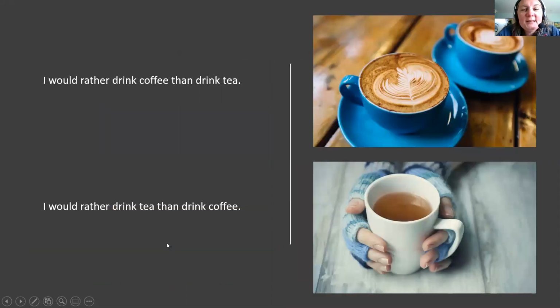All right. So in our traditional construction, you would say, I would rather drink than drink. So in the top, I'm showing you if you prefer coffee, you would say, I would rather drink coffee than drink tea. But if you pick tea, of course, down below, you'll see the second example. I would rather drink tea than drink coffee. So just follow along with the picture that you selected.